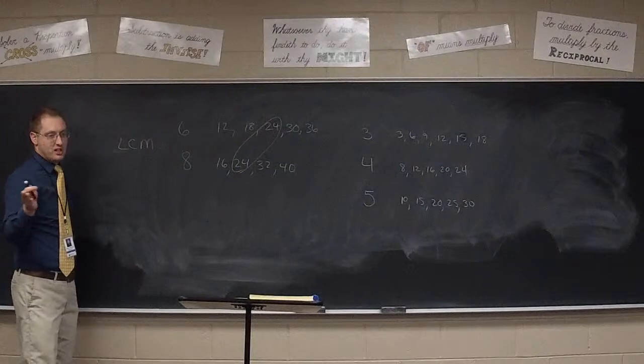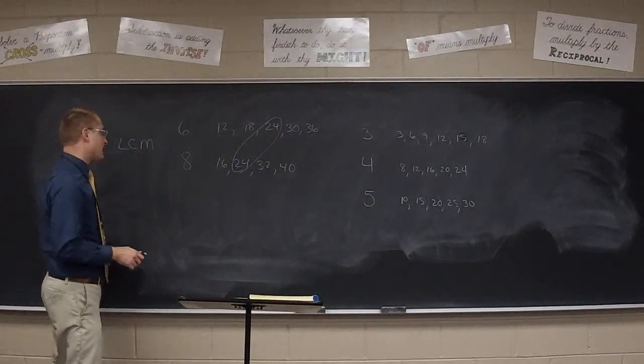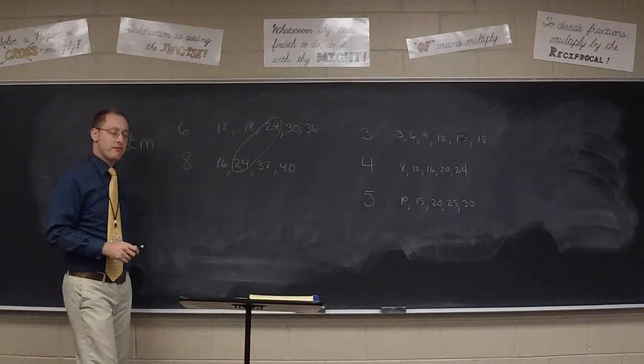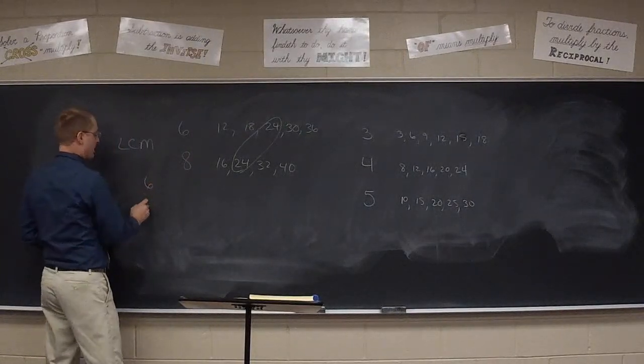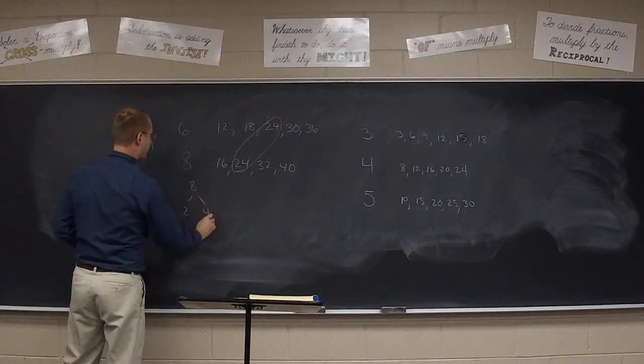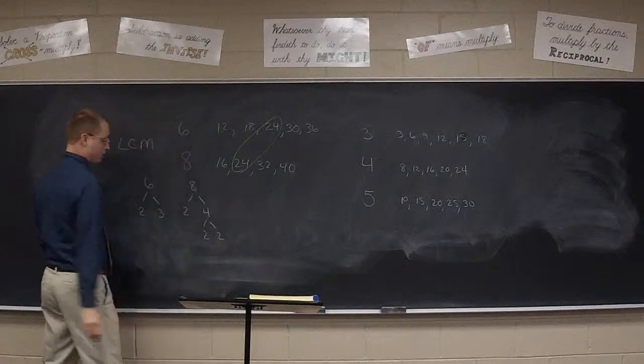The better way, write this down in your notes or maybe off to the side here, is start by, number one, prime factoring the given values. Prime factor the given numbers. For 6, it factors into 2 and 3. For 8, it factors into 2 and 4, and therefore a couple more 2s.